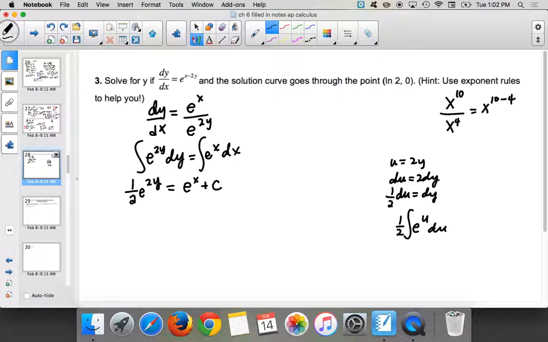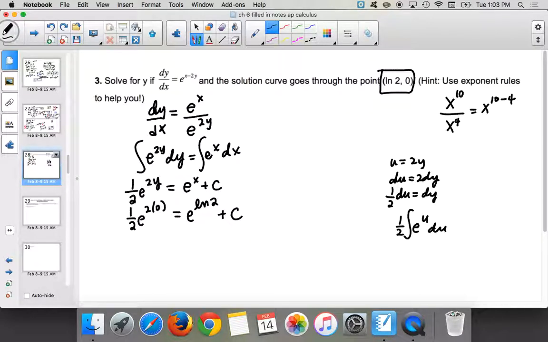Then we find our c. So I have e to the natural log of 2 plus c equals 1/2 e to the 2 times 0. Where's that natural log come from? From this point. We're trying to find c, so we'll plug in the point. That's like our x comma y, our point. Yes, but what is the natural log? Because that's what I made it.